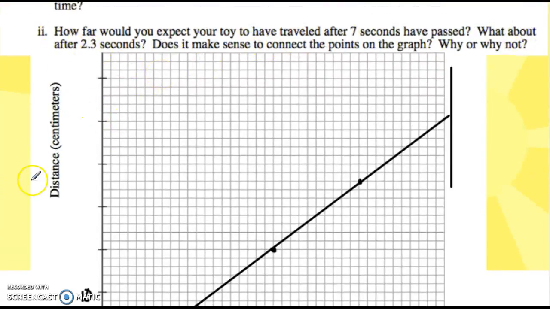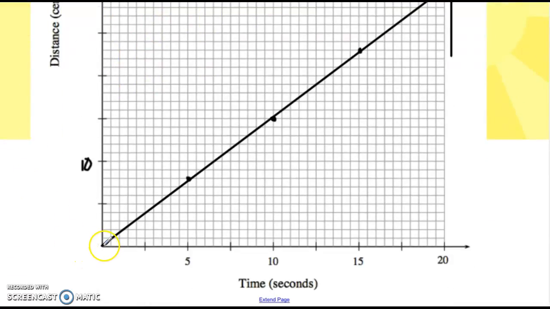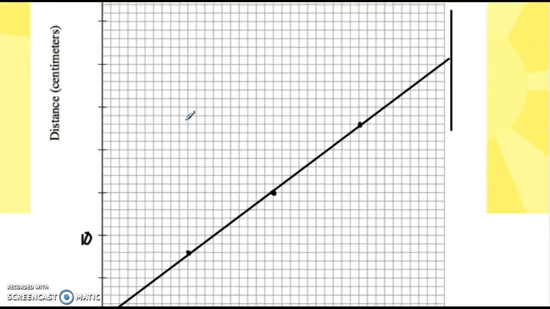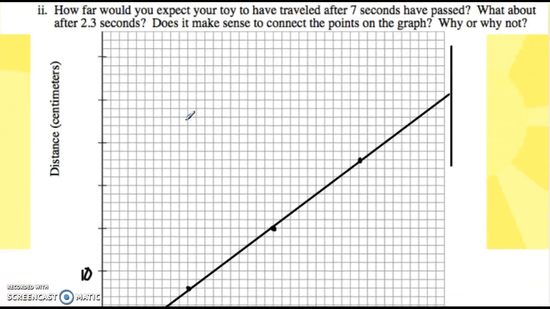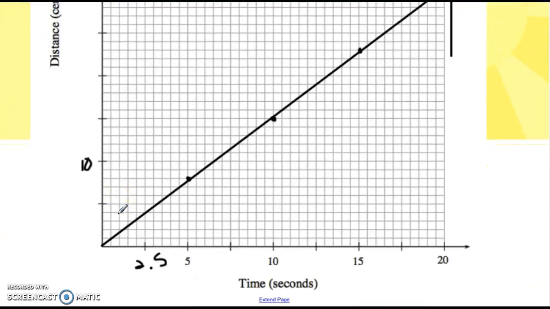What about after 2.3 seconds? So we said each line was worth 1. If I go 1 second, 2 seconds, a little bit more, and then over, I would expect my car to go, if this is 2.5 here, I would guess, maybe only for 1 second would get me to, oh, I have to guess seconds, I'm sorry. 2.5 seconds, 2.3 seconds will be a little bit less. I'll go up here. That would be about 4 centimeters.